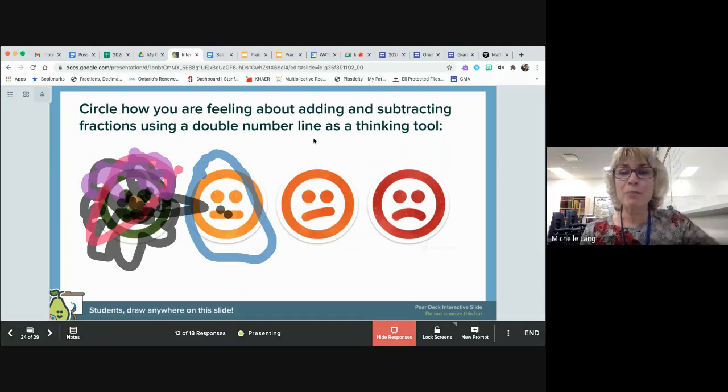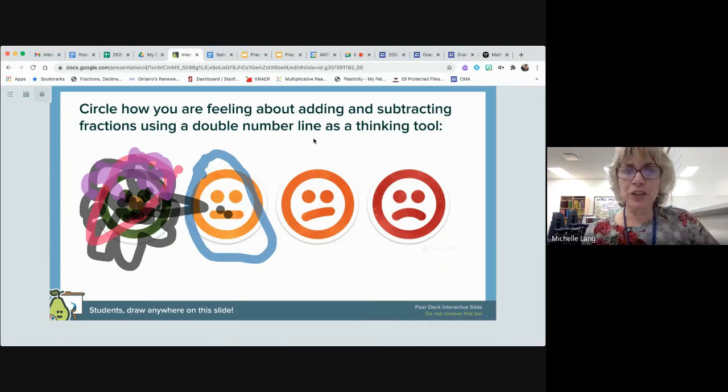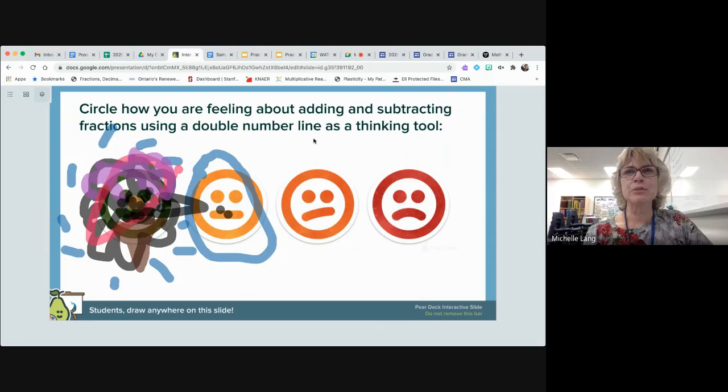So we can see that most of you are feeling pretty good about adding and subtracting fractions using a double number line. And that's the first step. If you're feeling fairly comfortable and confident, then it's going to be something that you can support your students in doing as well. One of the other questions I wanted you to consider as you were using the double number line was, what do you anticipate being those trouble areas for your students with that particular representation?